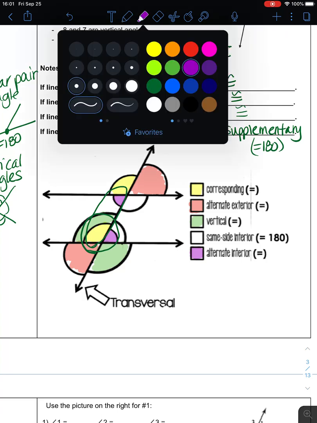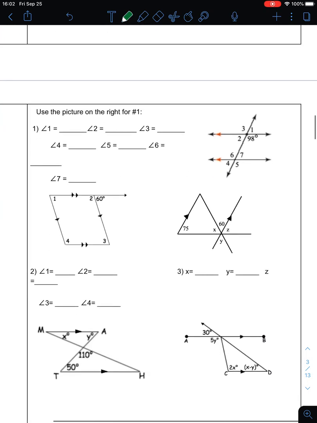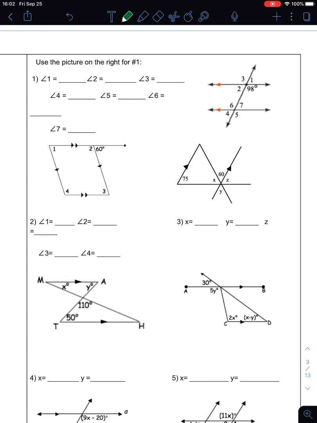Okay, and that logic is important. We have to say they're supplementary, and then we have to say that they add up to 180 degrees. And so then our same side interior would be these two. This just gives us a visual of some examples of those types of angles.